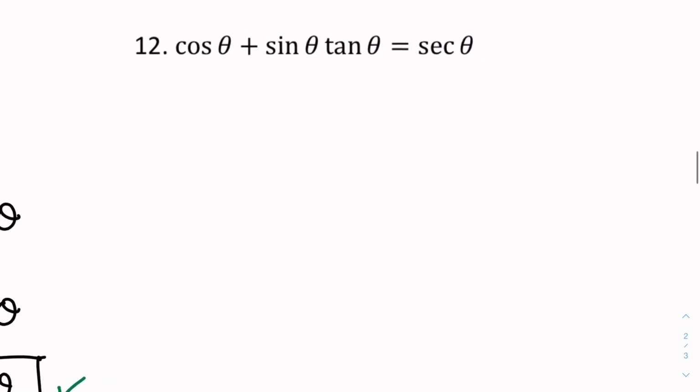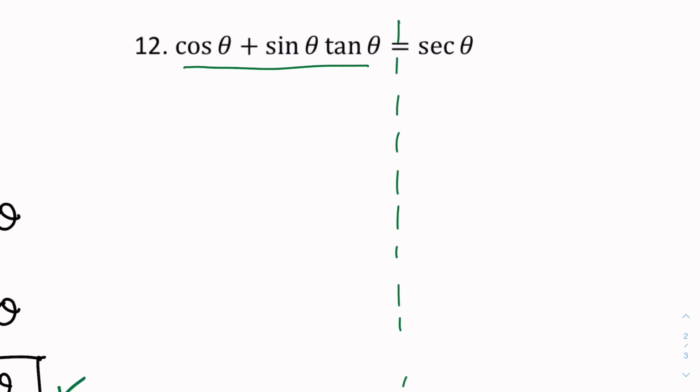Let's see number 12. So as always, I'll give you a chance right here to pause the video and try it on your own. Okay, so if you gave it a shot, let's see what happened. And definitely we're going to work on the left side. It's way more complicated. Drop your dotted line to separate your work. Now, I'm just going to go ahead and replace everything with sine and cosine.